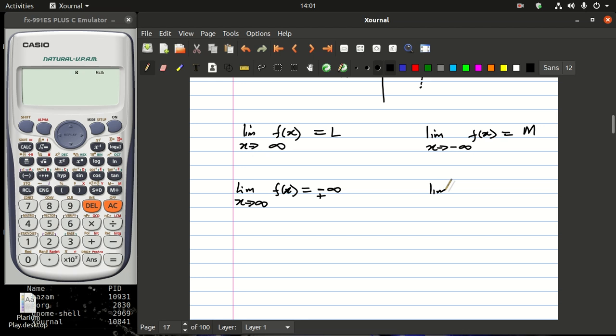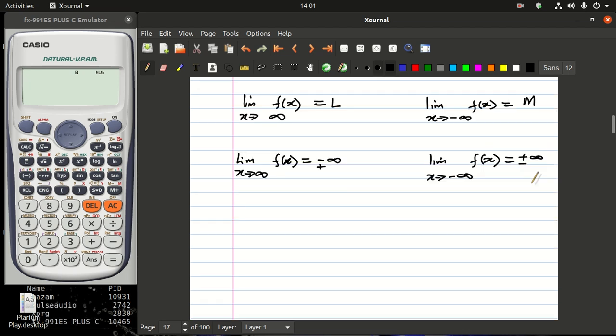And also, what will be the meaning of saying the limit as x approaches negative infinity of f of x is equal to maybe plus infinity or negative infinity? What will be the meaning of these four scenarios that we actually have? Now, it's not really easy to just say this is what it means. I will try and give you an illustration of what we actually mean by this particular thing here.